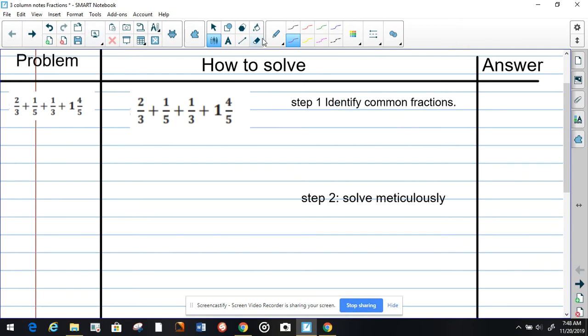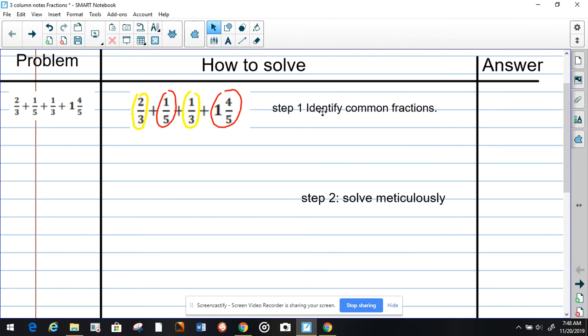For example, if I look at this whole expression, I can see that 2/3 has the same denominator as 1/3. And also I can see that 1/5 has the same denominator as the mixed number 1 and 4/5. Knowing that helps you understand what you did. So this is what we did right now.